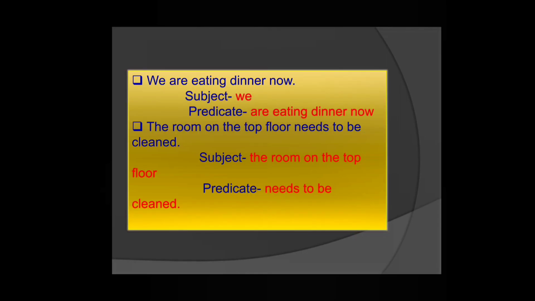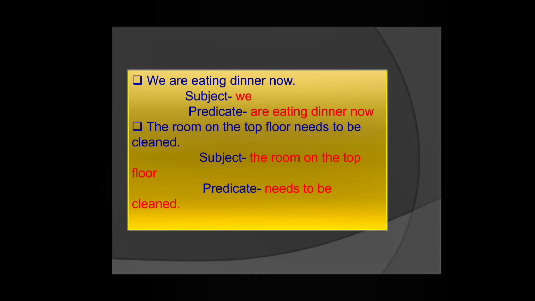The room on the top floor needs to be cleaned. Now, this is a little tricky sentence. Can you tell me which one is the verb here? Cleaned? No, dear. Cleaned is not the verb. Here the verb is needs. So if I ask you, what needs to be cleaned? The answer is the room on the top floor. If you give the answer the room, the sentence will be incorrect.